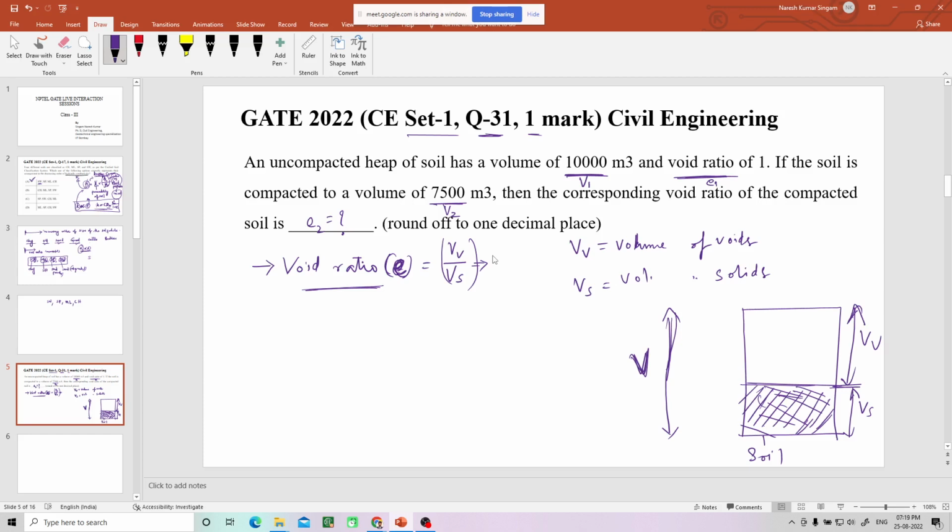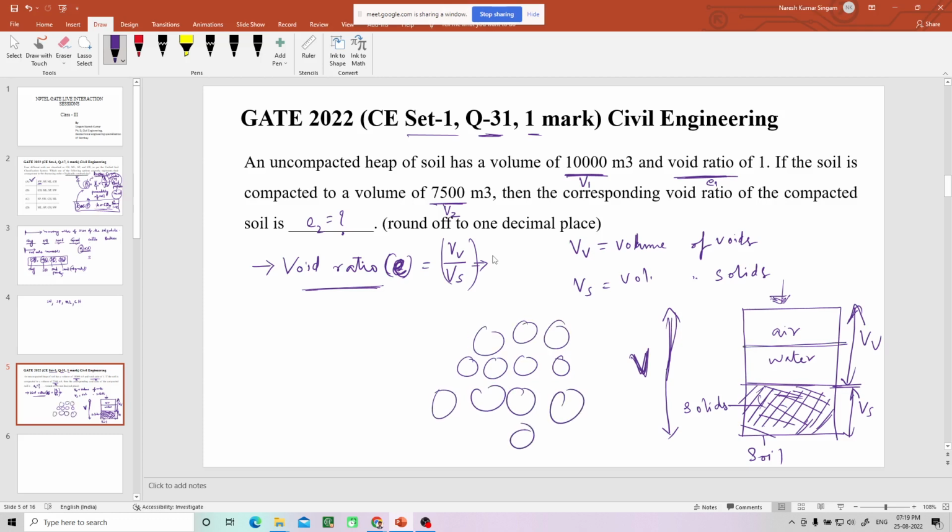So if both are there, then air can be there, water can be there. This is solids, remember this is solids, right? Now suppose you are compacting by applying some load, then what will happen? Suppose I take a loose soil like this, where there are more voids.